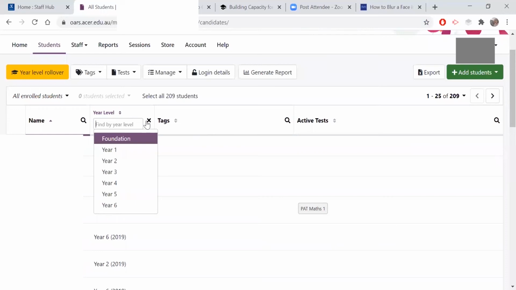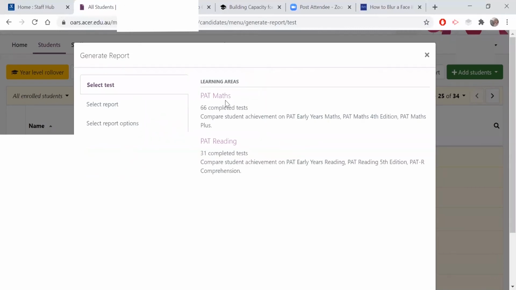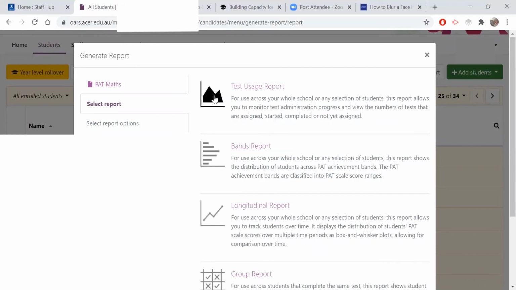Find by year level, and I'm going to go to the year 5s from last year. So year 5, 2019. And you can see there are 34 students. Now, make sure you select those students because there's no way you're going to be able to work with them until you've selected them. So I'm going to generate a report. Now I can choose from PAT Maths and PAT Reading. 66 have done the PAT Maths, 31 have done the PAT Reading. Of course, I'm interested in maths, so I'm going to go to that.